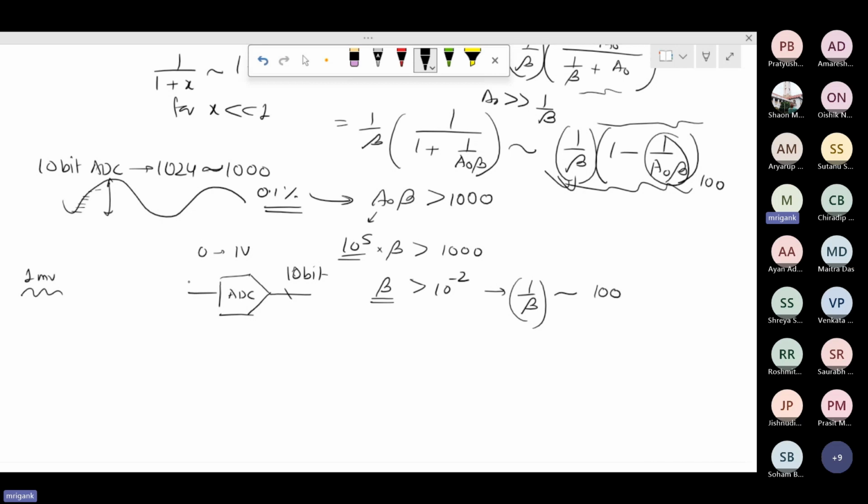Now this range is 1 volt, so there has to be an amplifier, or a filter, whatever you ordered right now. Suppose you don't have a filter, you need an amplifier A, which will convert this 1 millivolt into 1 volt peak to peak, right? Because ultimately I have to take the entire ADC range into account. I have to utilize the entire ADC range.